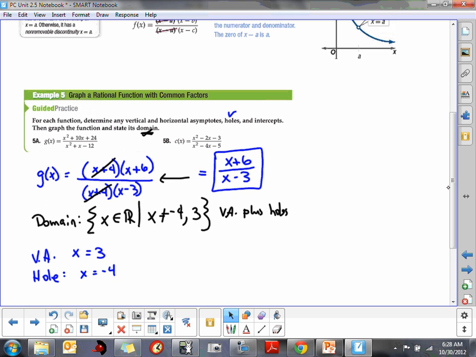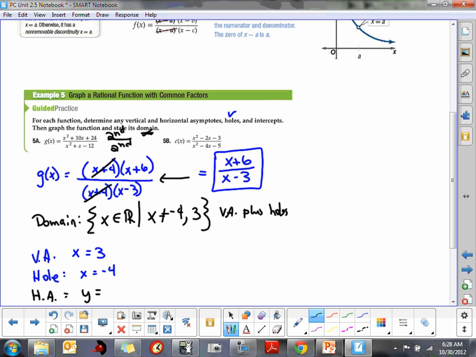The other components we'd like to find include the location of any horizontal asymptote. So we'll look at a matter of degree. It's a second-degree polynomial over a second-degree polynomial, so there's a tie. When there's a tie, we look at the leading coefficients, and we say y equals the ratio of leading coefficients, 1 over 1. So the horizontal asymptote is just 1. So now we have vertical asymptotes, horizontal asymptote, and hole.